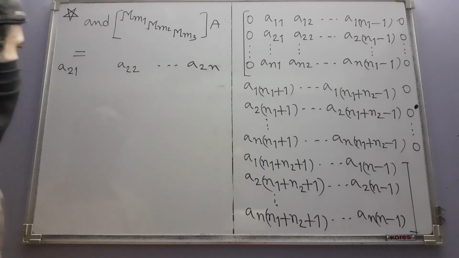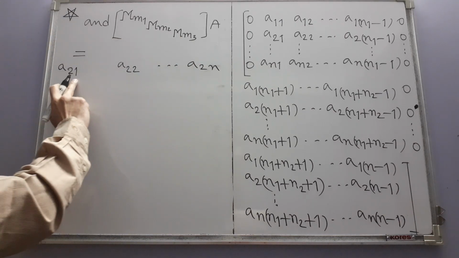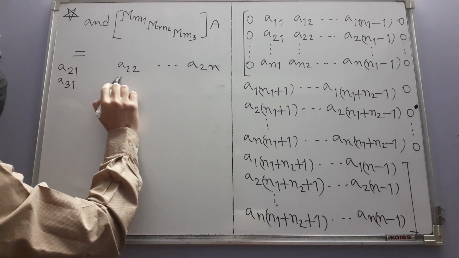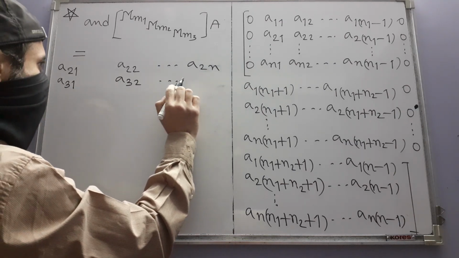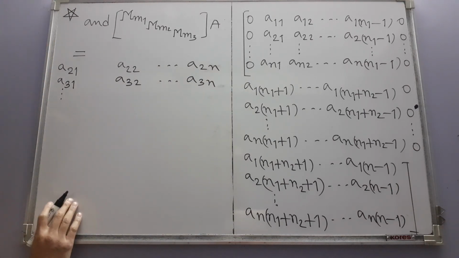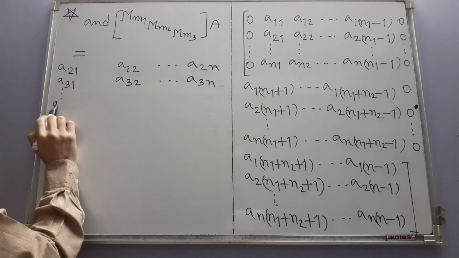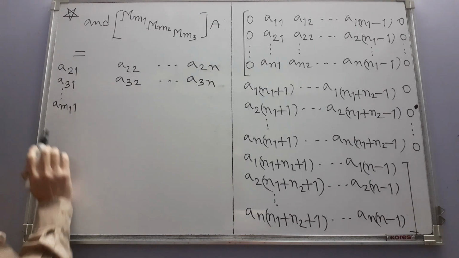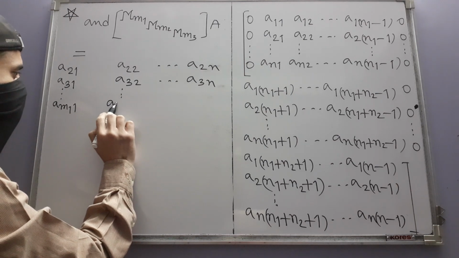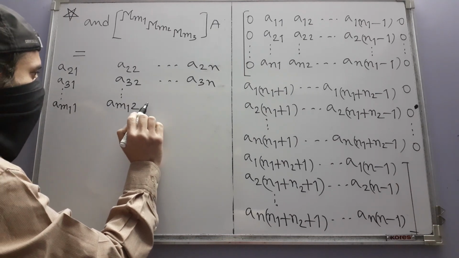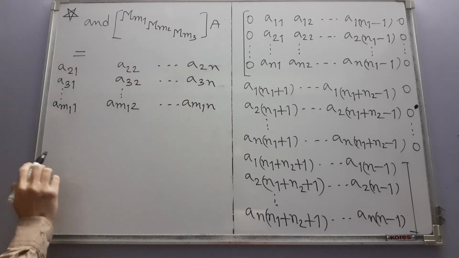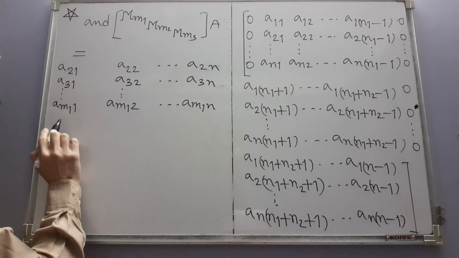A2n. We do have all the columns, 1, 2, 3 up to n. A31, A32, A3n. Like that it goes. And at one stage we reach M1, A M1 1, A M1 2, A M1 n, and then after that we have a 0 row.